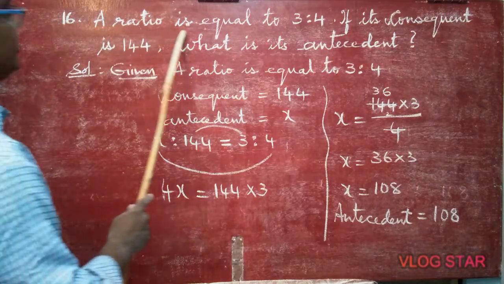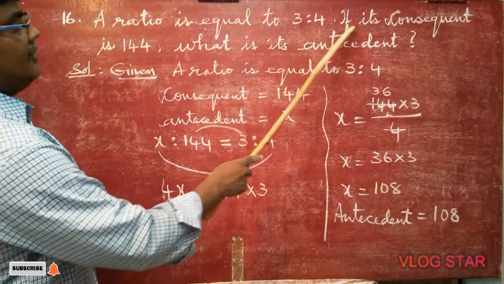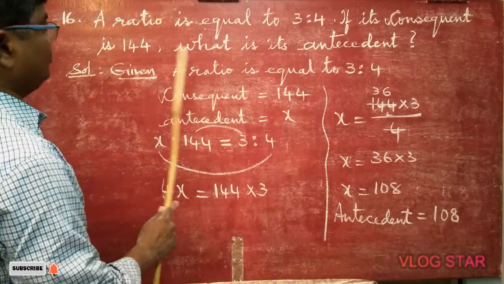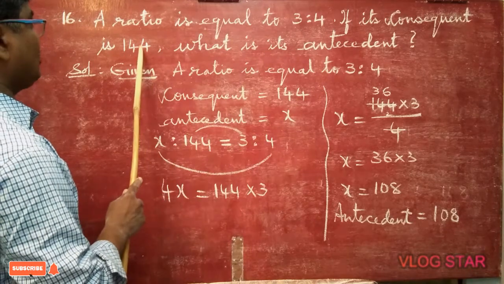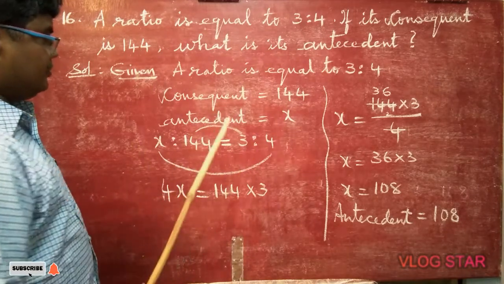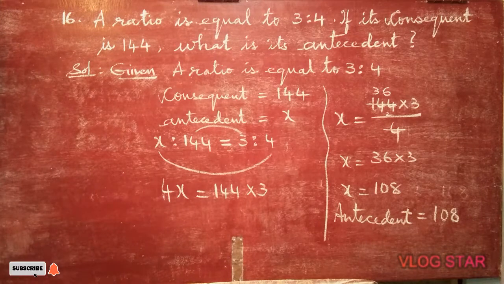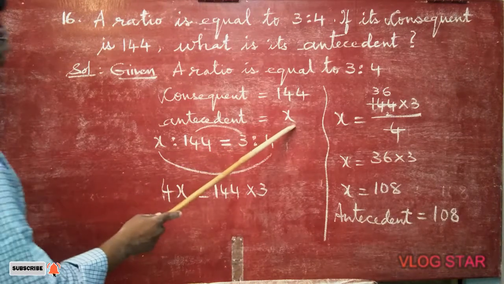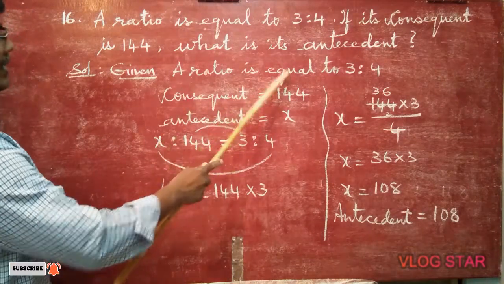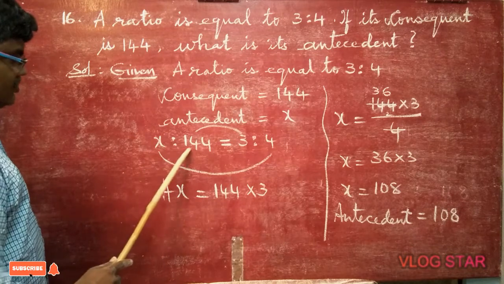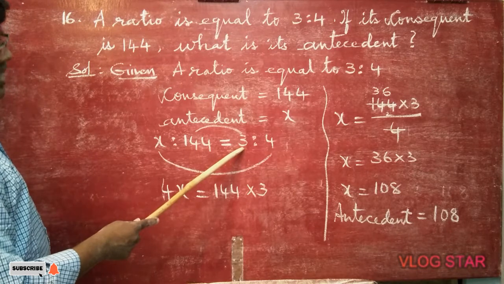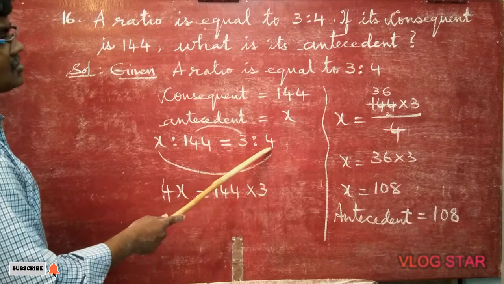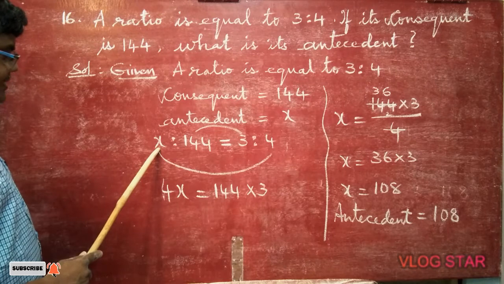16th problem. A ratio is equal to 3 is to 4. If its consequent is 144, what is its antecedent? A ratio we don't know. They have given only the consequent, 144. And the antecedent we don't know, x. So equality between two ratios: x is to 144, 3 is to 4. First one is called antecedent, second one is called consequent. So we don't know the antecedent x.